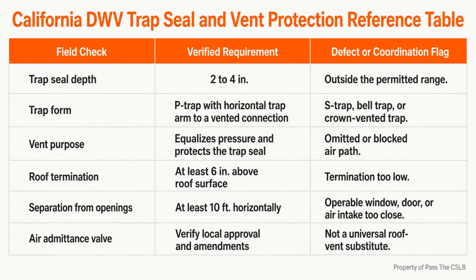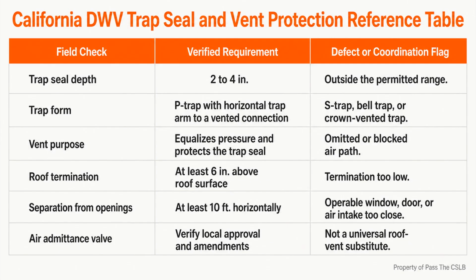Now let's get into it. A drain can move wastewater and still be wrong if the water seal at the fixture is not protected. That is the central idea I want you to hold through this entire lesson. The trap creates the barrier. The vent protects that barrier. The drain carries the discharge away.